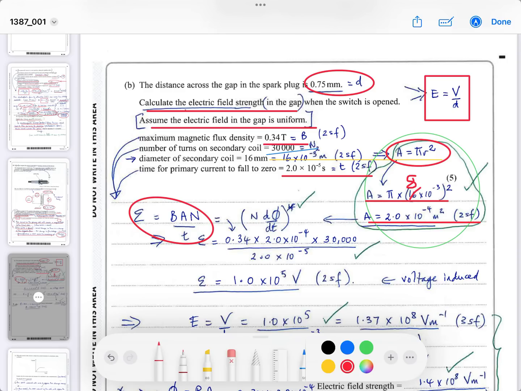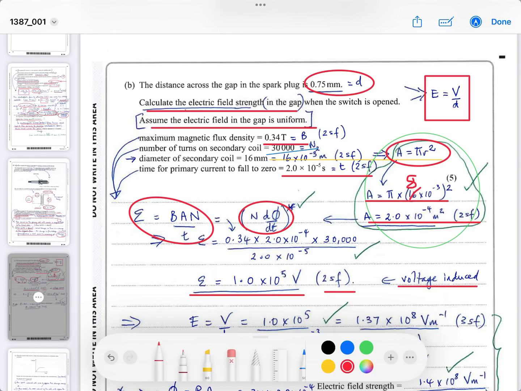Because the EMF is the magnetic field times the area, which is the flux. The rate of change of flux is then divided by T, and multiplied by N, because that's N d phi by dt if you think of it as a calculus term. Once you put B in there, A in there, which we calculated, and N in there, and divide it by the small time it takes, this gives you the answer of 1.0 times 10 to the 5 volts to 2 significant figures, and that is the voltage that's been induced.